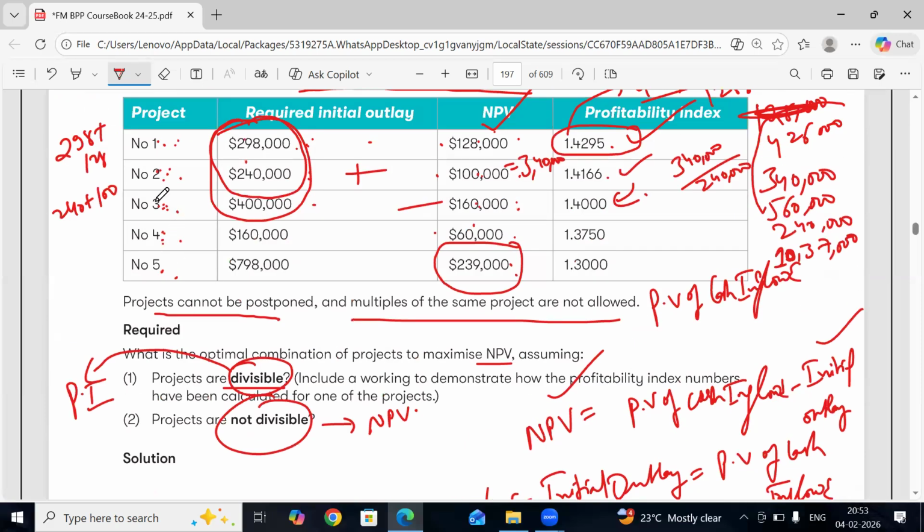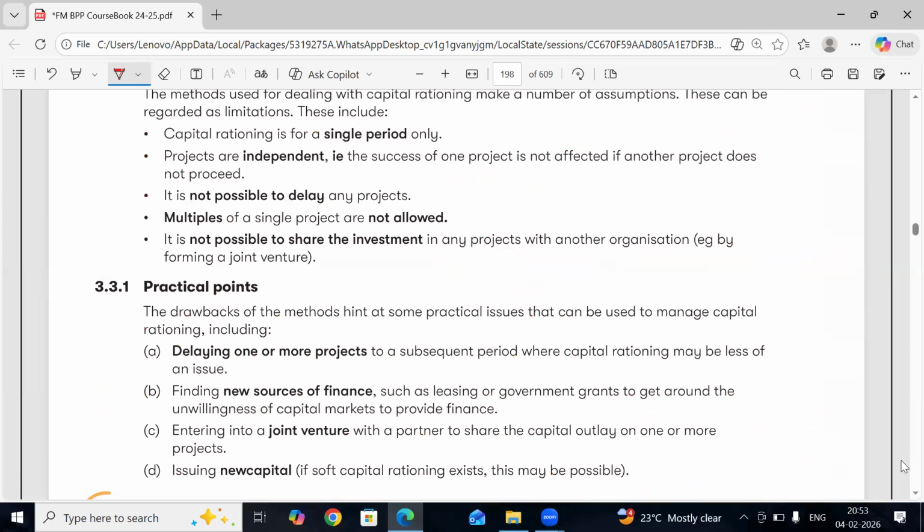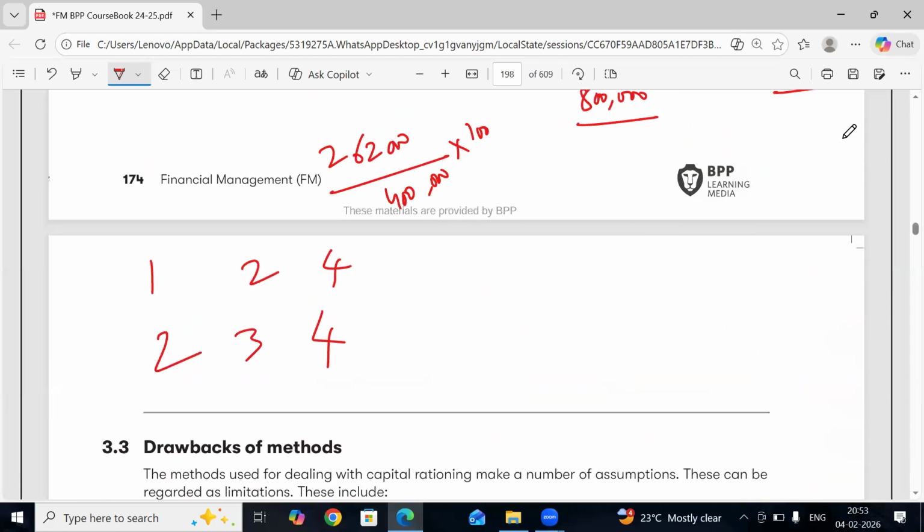3, 4, 5 is exceeding 8 lakhs, not possible. 4, 5, 1 exceeding 8 lakhs, not possible. 4, 5, 2 also not, 4, 5, 3 also not. 1, 2, 4 is 2,98,000 and 2,40,000, and 1 to 4 is 6,98,000 but it is not giving us the higher NPV. So we will go for 2, 3, 4 only. That's the best option. Other combinations are not possible due to capital rationing.